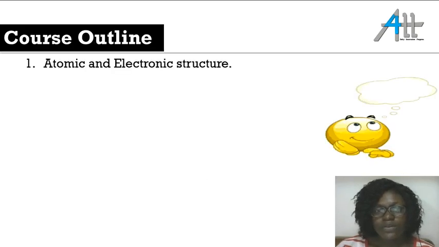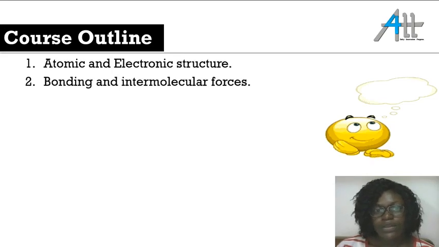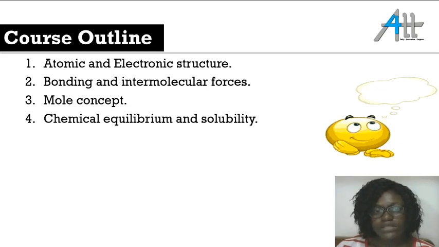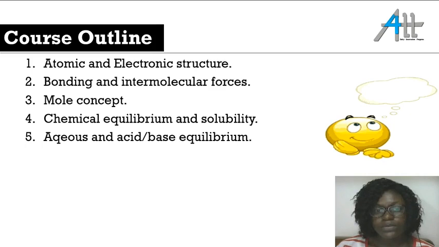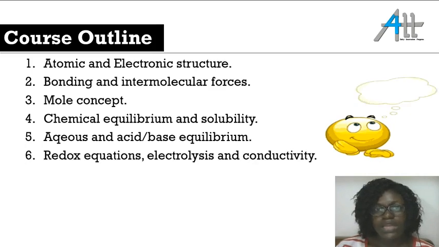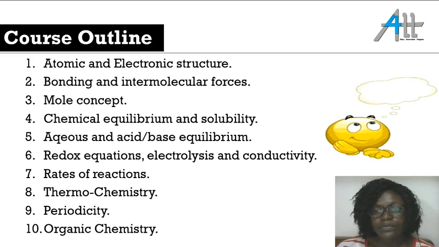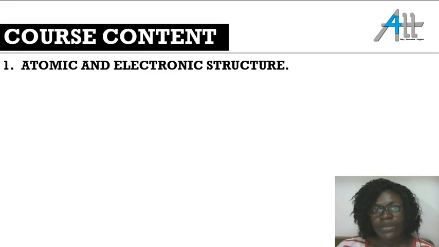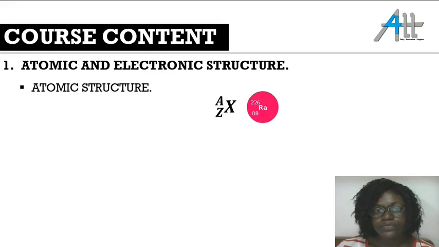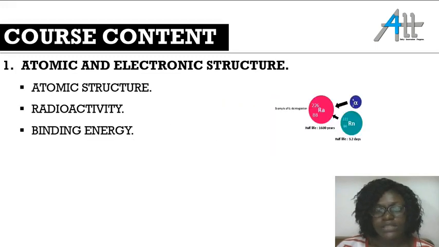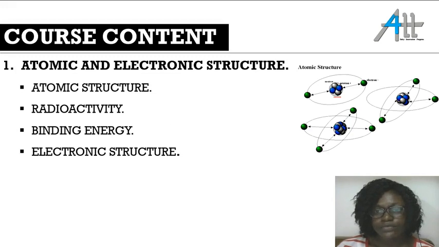Our various chapters are going to involve atomic and electronic structure, bonding and intermolecular forces, mole concepts, chemical equilibrium and solubility, aqueous acid and base equilibrium, redox equations, electrolysis and conductivity, rates of reactions, thermochemistry, periodicity, and finally organic chemistry. We are going to begin with our first chapter, atomic and electronic structure. Under atomic and electronic structure, we are going to begin with atomic structure, radioactivity, binding energy, and finally electronic structure.